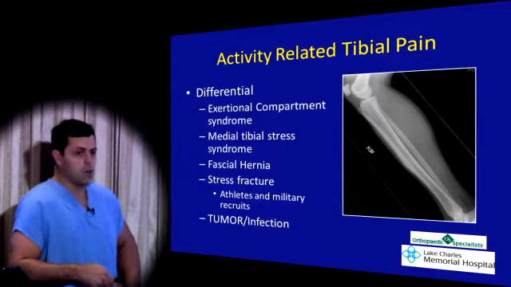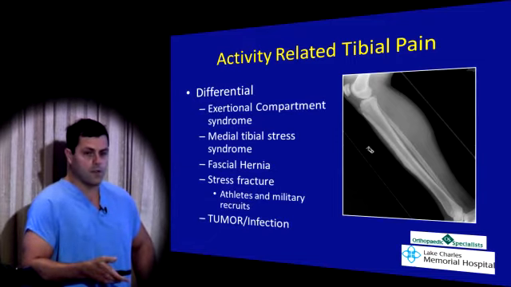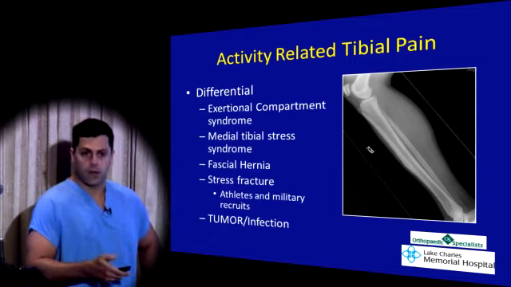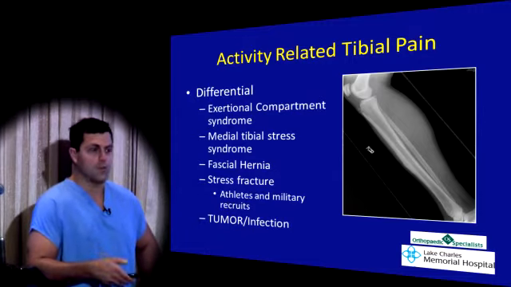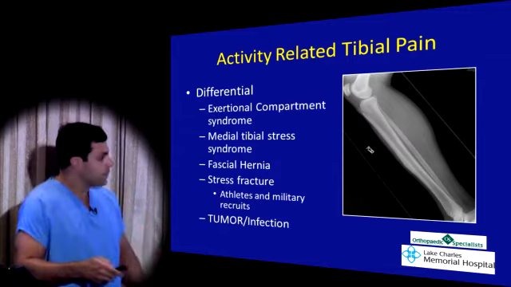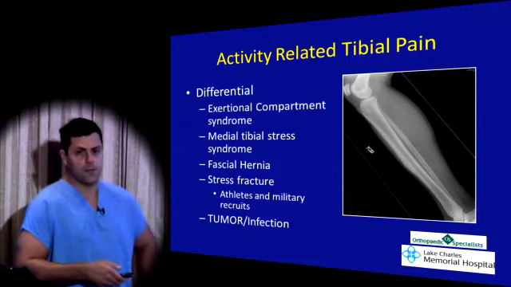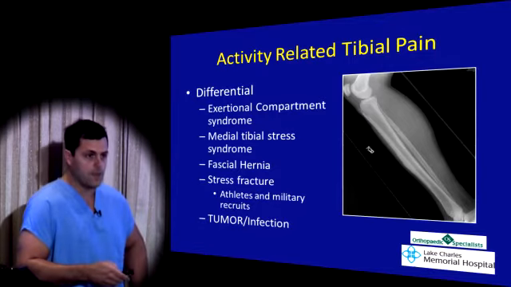And then athletes and military recruits. Why military recruits? Because usually military recruits go into their training and all of a sudden they're running, right? And they haven't done that before. So it's patients who change their activity very rapidly. Tumor, infection. Always think of tumor and infection when a patient has pain, okay? Especially if the x-rays look normal.